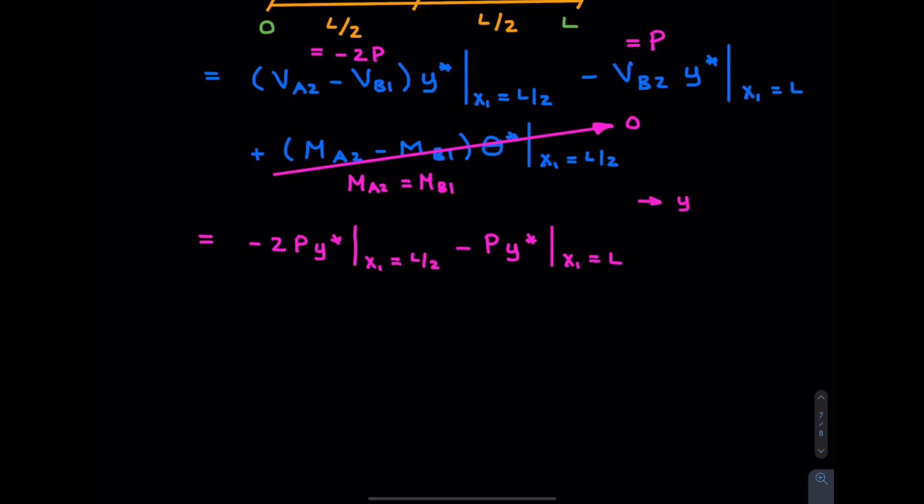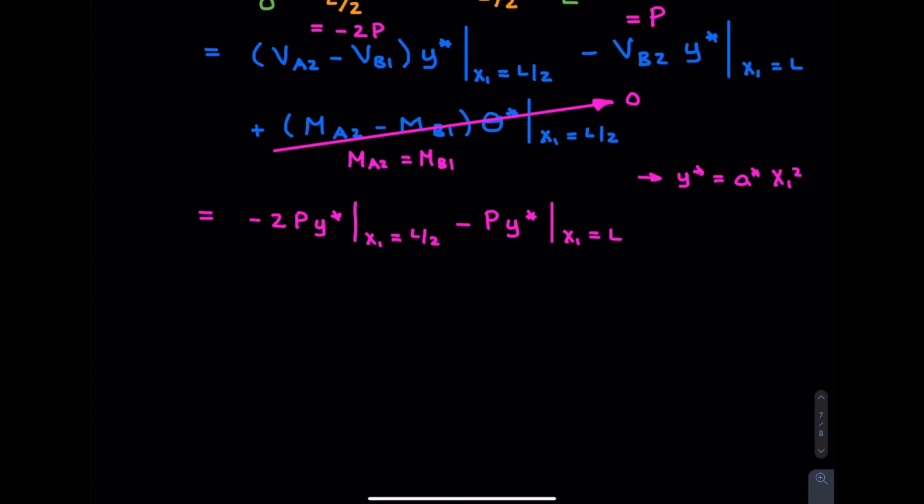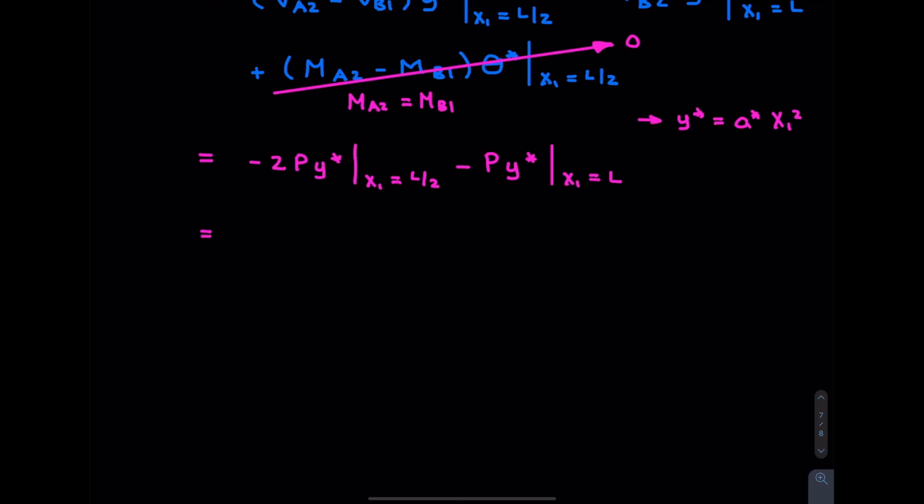We know that y star is actually equal to a star times x1 squared. This is something that we're given right away. So what we can do is substitute this into the equation. We have negative 2 times p, which doesn't change. But then we have y star at x1 is equal to L over 2. So all I need to do is substitute L over 2 into our y star equation, and what I get is a star times L squared divided by 4.